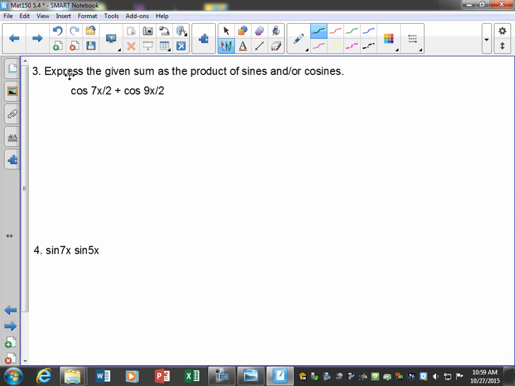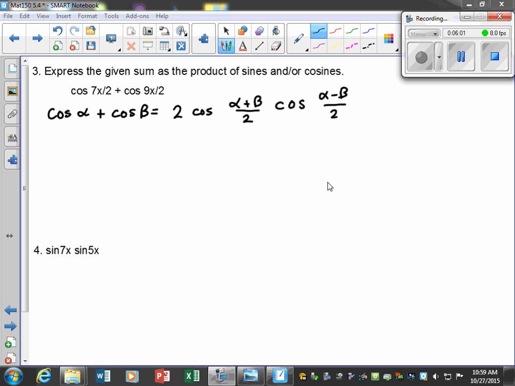Okay, the next one: cosine of 7x over 2 plus cosine of 9x over 2. So it's a cosine plus a cosine. Flip back to your formula sheet, and you should find that we're going to use the formula cosine alpha plus cosine beta, and then write your formula down: 2 cosine of alpha plus beta divided by 2 times cosine of alpha minus beta divided by 2. I'm going to give you a minute to try to work through this one as far as you can go. Let's see how you do.